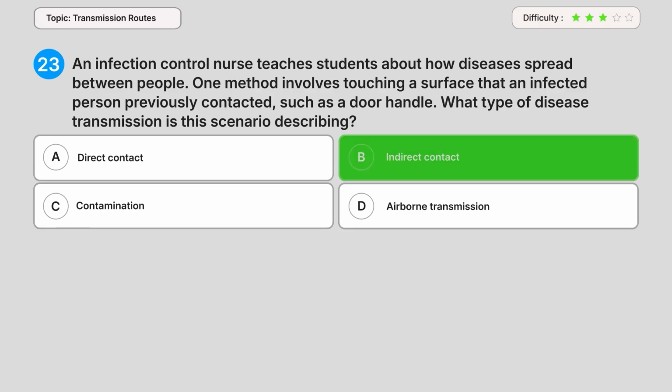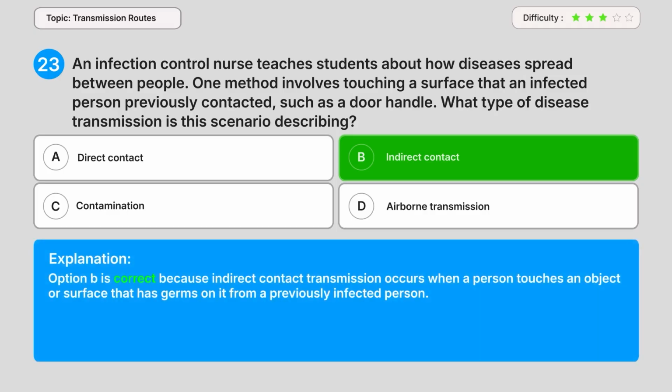Correct answer, B. Indirect contact. Explanation: option B is correct because indirect contact transmission occurs when a person touches an object or surface that has germs on it from a previously infected person.